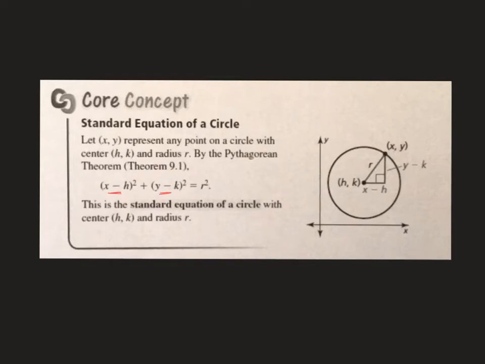So if your center is at (-3, -4), in the equation it's going to be (x plus 3), (y plus 4). If your center is at (1, 1), it's going to be (x minus 1), (y minus 1). So the signs are opposite of what the signs of your center are.